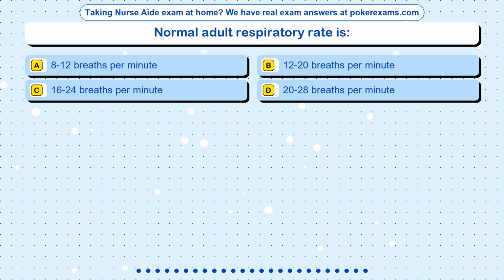Question 21. Normal adult respiratory rate is: Option A, 8 to 12 breaths per minute. Option B, 12 to 20 breaths per minute. Option C, 16 to 24 breaths per minute. Option D, 20 to 28 breaths per minute.